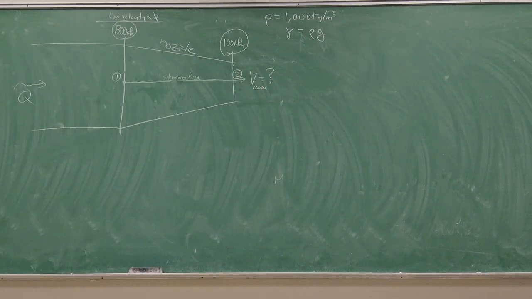Kilopascal is 1,000 Pascal. So if you have P over gamma, because gamma is in Newton per cubic meter, this needs to be Newton per square meter. So that means the pressure needs to be in Pascal. So your 800 kilopascal needs to be converted to 800 times 10 to the 3 Pascal. Put it in the calculator, just make sure.